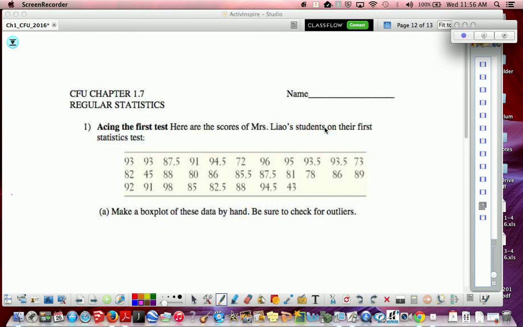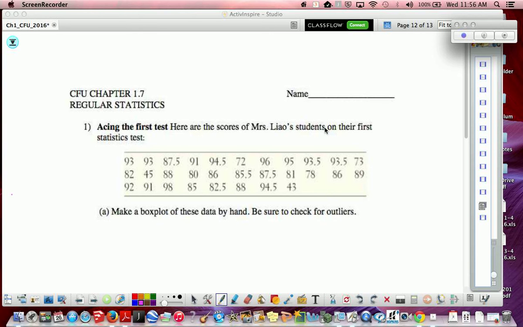Look at your CFU worksheet, chapter 1.7. On this worksheet, we're doing the last type of graphing that we want to take a look at with quantitative data, and that is dealing with box plots. So we're dealing with the 5-number summary and how to graph that and represent it.